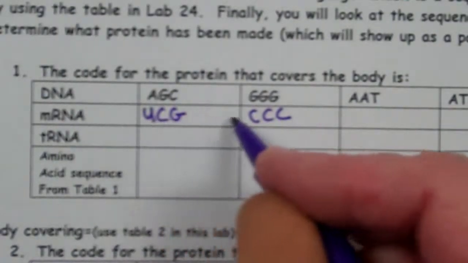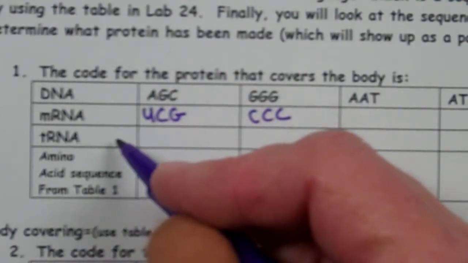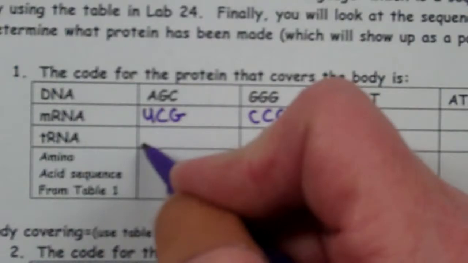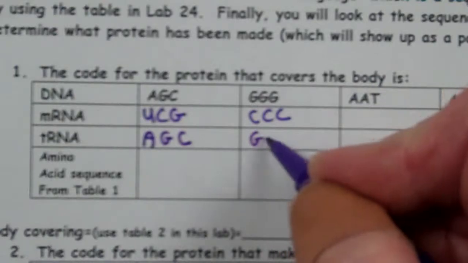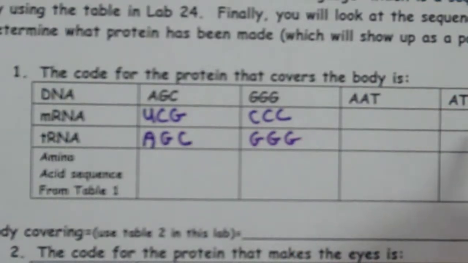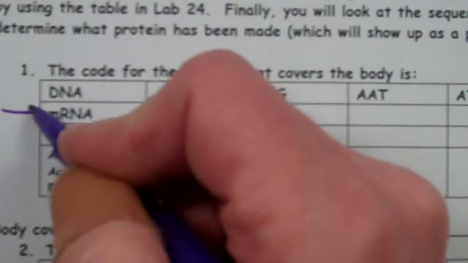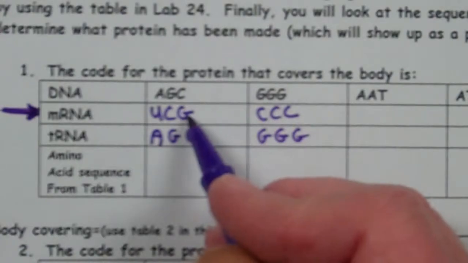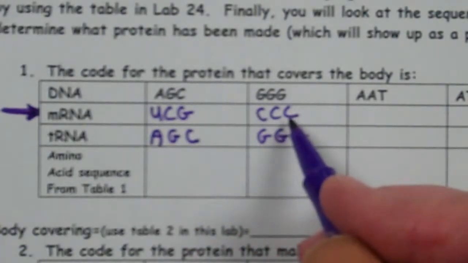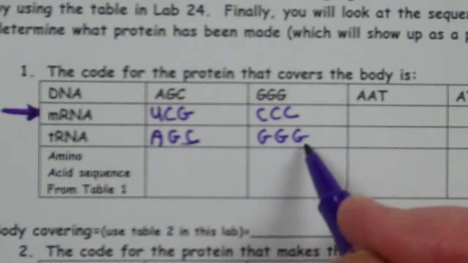Okay, this messenger RNA goes to the ribosome. When it gets there, the transfer RNA will bond up to it, and the transfer RNA code will be AGC, GGG, and so on. Now, you need to use table one, but we need to look up the messenger RNA, and that is called a codon. These three in a row are called codons. That's a codon. This is actually called an anticodon, just FYI.